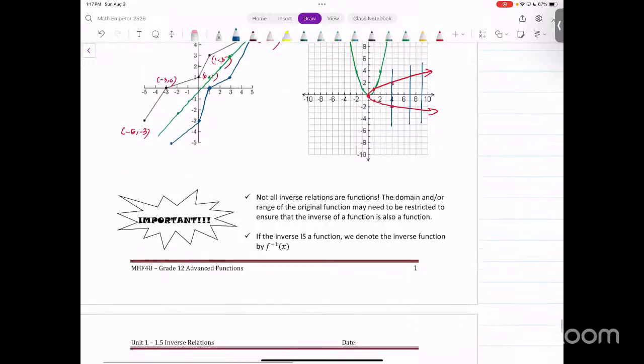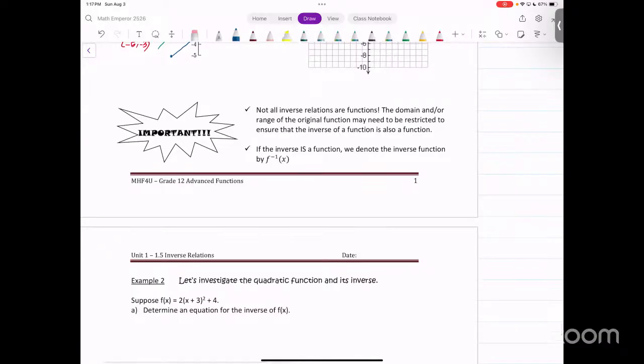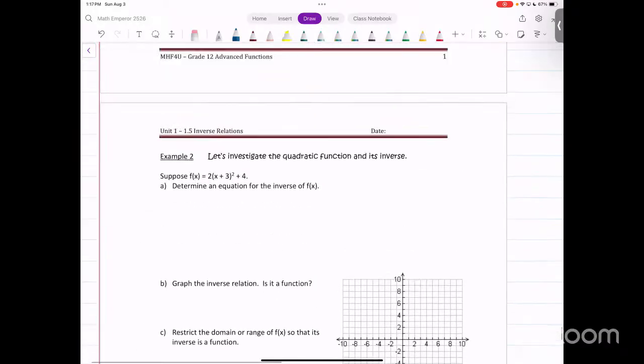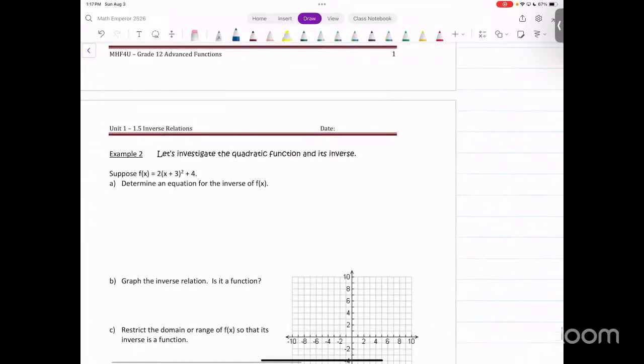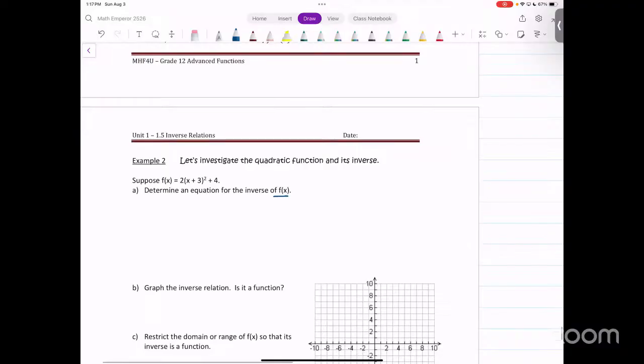Fail the vertical line test. Now, what we want to do is go back to how algebraically we should be able to find the inverse function. So the most common one that you guys are going to see is quadratic. So determine the equation for the inverse. First step, y is equal to.